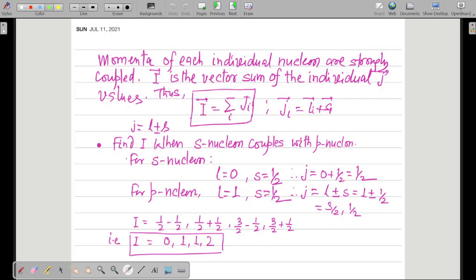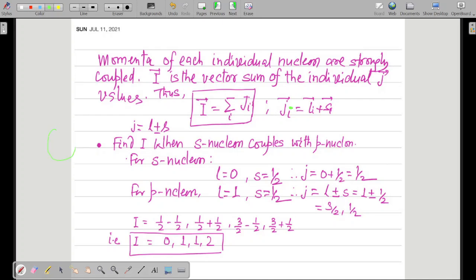So I vector is equal to the summation of ji, where ji is li plus si. This is your j, not l. So ji is equal to li plus si vector. That simply means that j equals l plus or minus s. Why is it like this? Because either s can be parallel to l or s can be anti-parallel to l, because spin is possible in only two directions, right?